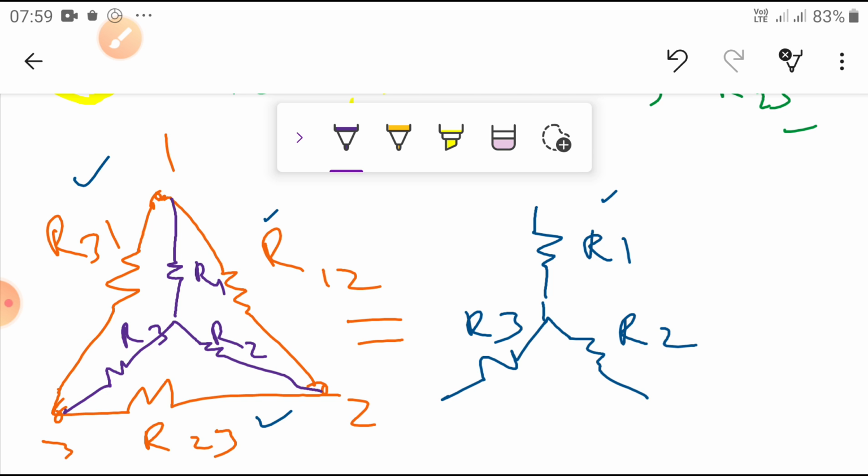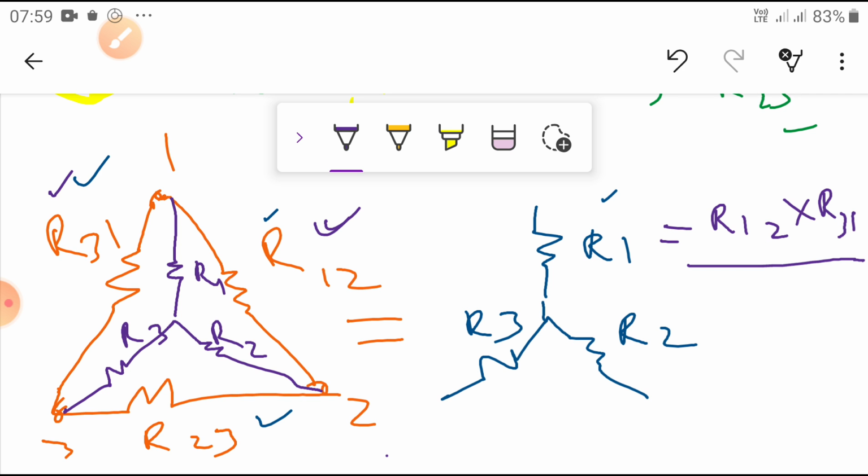What is the basic formula here? Whatever R1 is required, I want this R1. Can I write it? Simply the adjacent of 1 here: this value into this value. So you can write R12 into R31, that is this value, divided by the sum of these given values, R12 plus R23 plus R31.